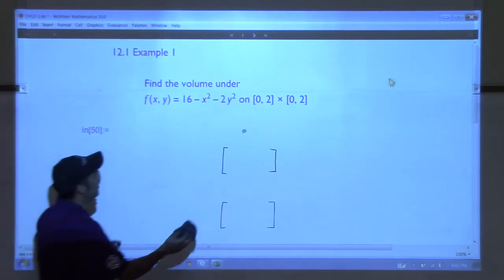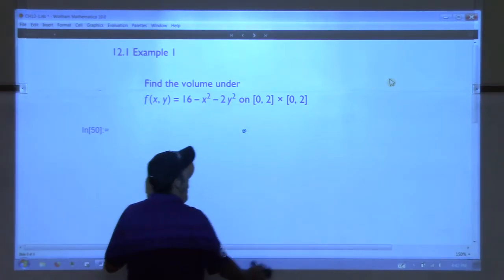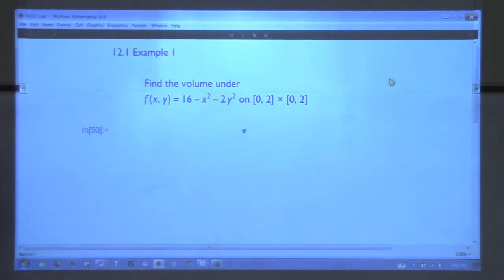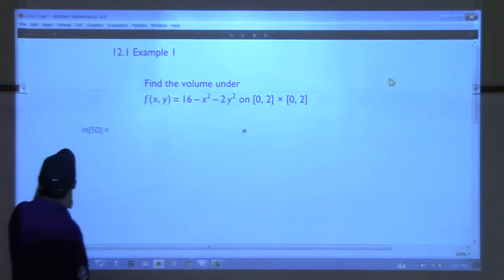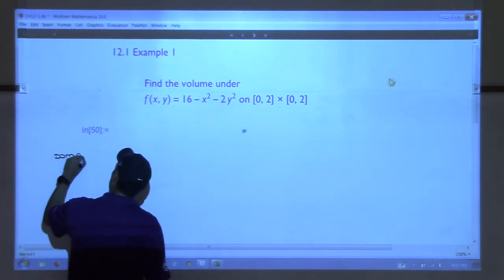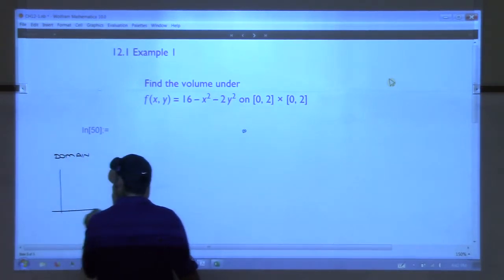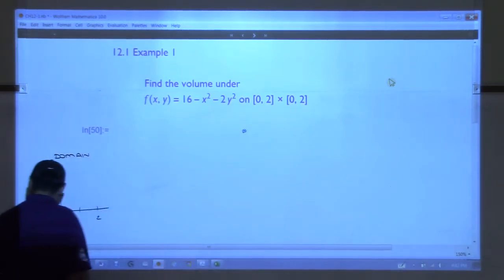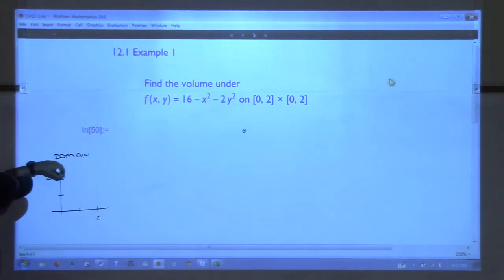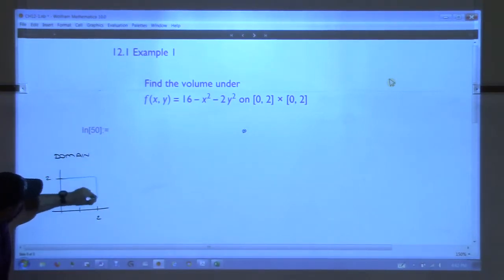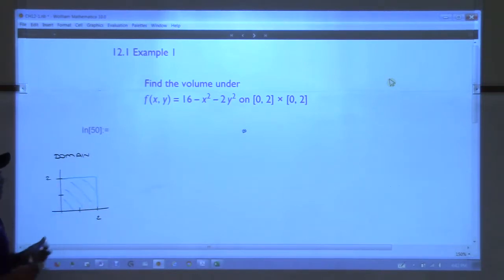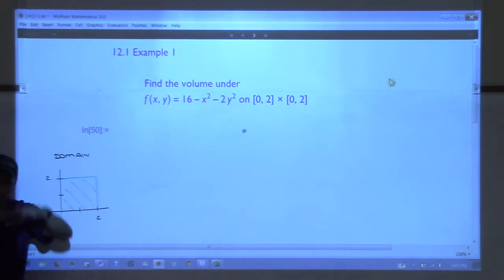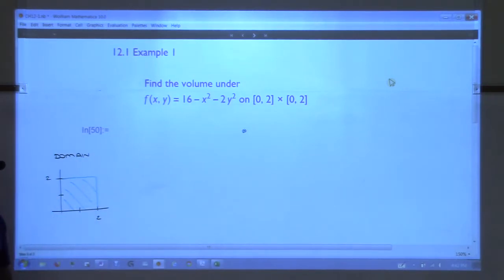So let's find the volume under this surface on the domain [0, 2] cross [0, 2]. So I'd like for us to just draw the domain real quick. The domain of this is everything in here. So all these points in here are being plugged into the surface, and then we're looking at the volume of that thing straight down onto the ground, right?